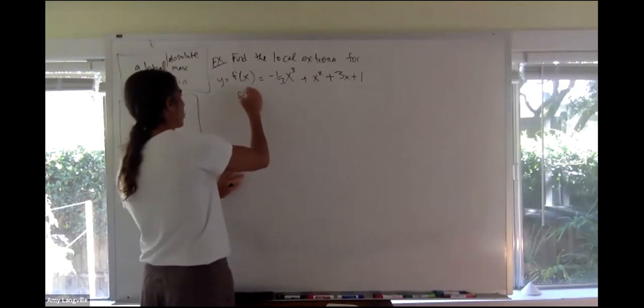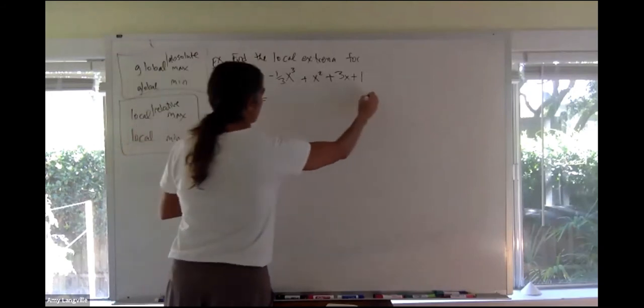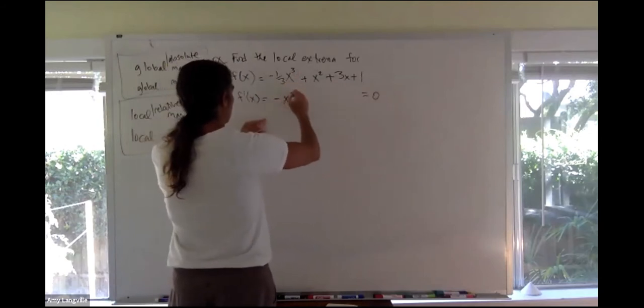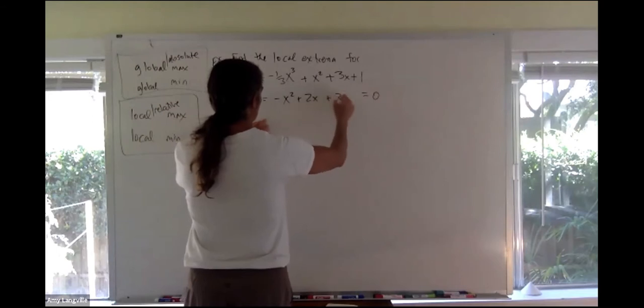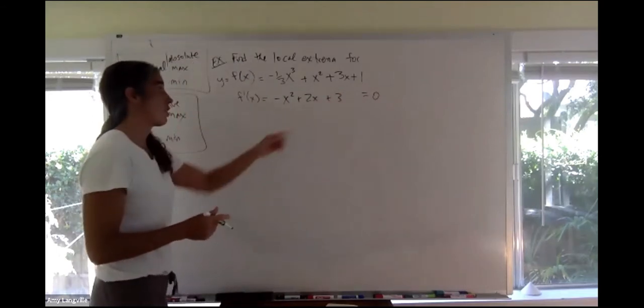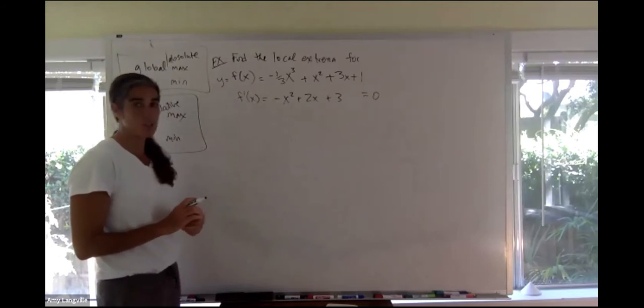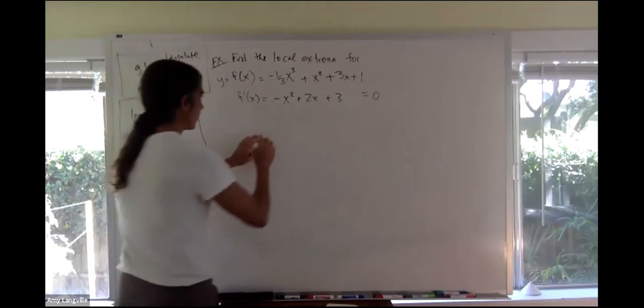So let's take our derivative, and let's set it to 0. So let's see, we'll have negative x squared plus 2x plus 3. That's a quadratic equation. We could use the quadratic formula to find the roots of this, or maybe if we're lucky it'll factor. Let's see what happens.